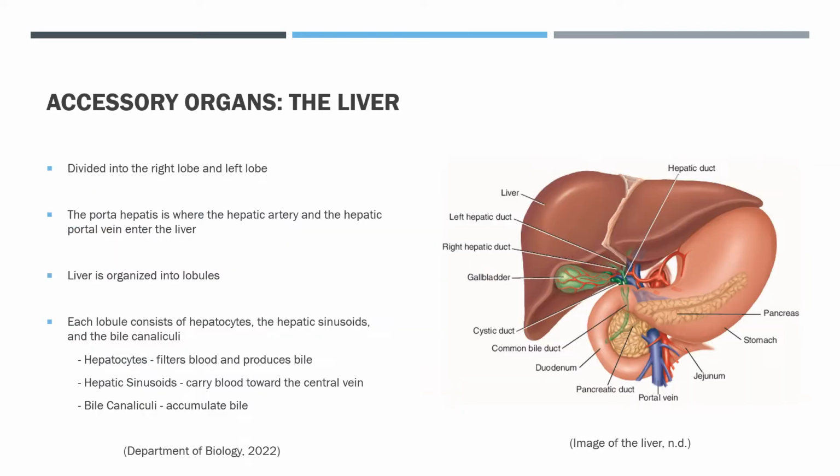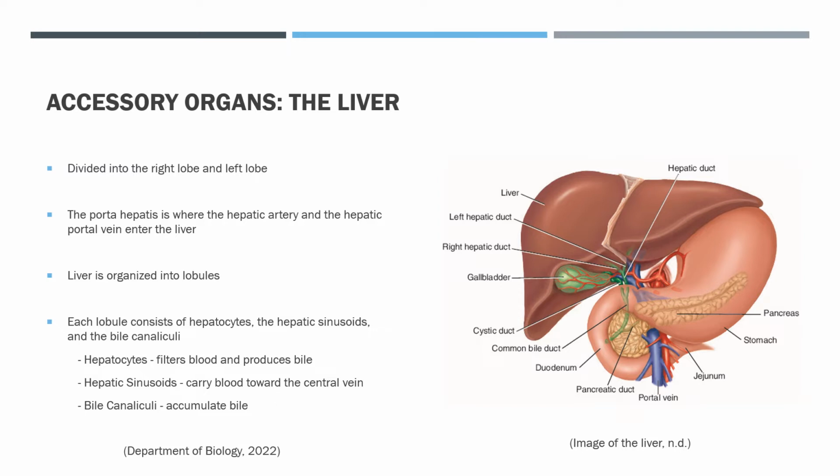Let's first begin by looking at an overview of the anatomy of some of the accessory organs such as the liver, the pancreas, and the gallbladder. The liver is the largest gland in the body and is also one of the most important organs. The liver can be divided into two primary lobes, which are the large right lobe and the significantly smaller left lobe. The porta hepatis, also known as the gate to the liver, is where the hepatic artery and the hepatic portal vein enter the liver. The hepatic artery delivers oxygenated blood from the heart to the liver, while the hepatic portal vein delivers deoxygenated blood and nutrients absorbed from the small intestine to the liver.